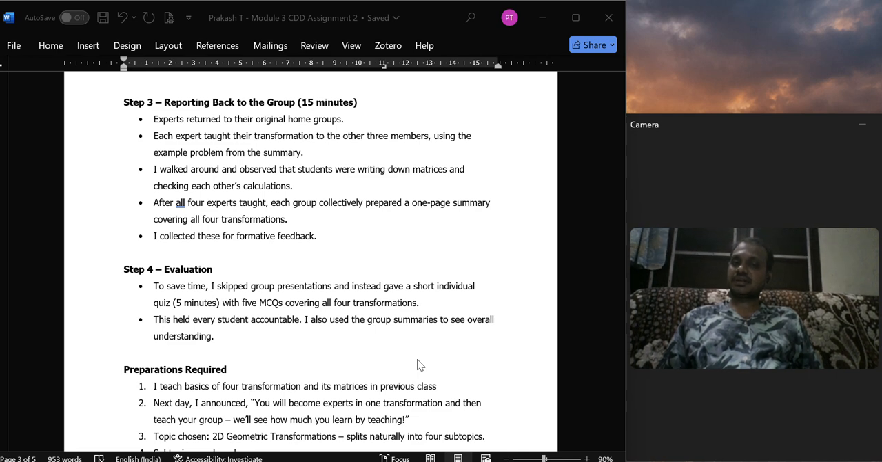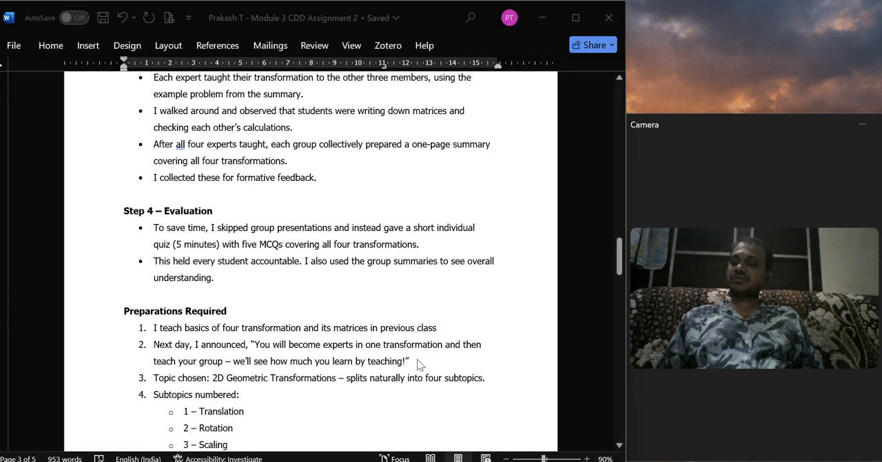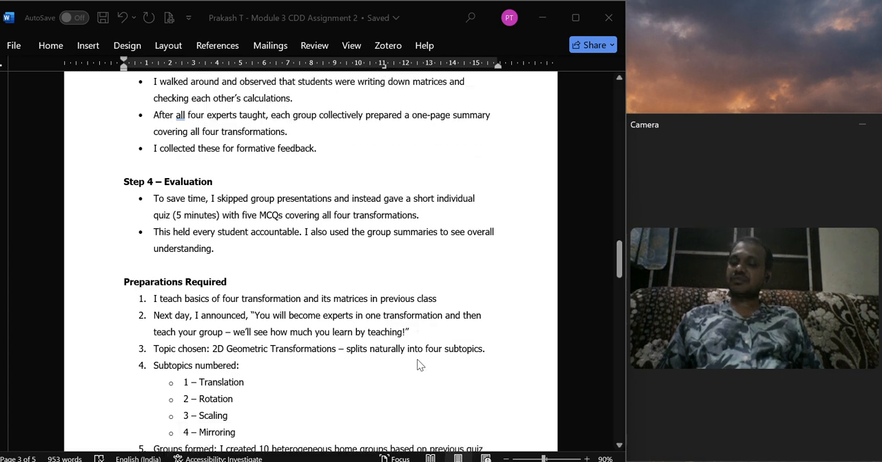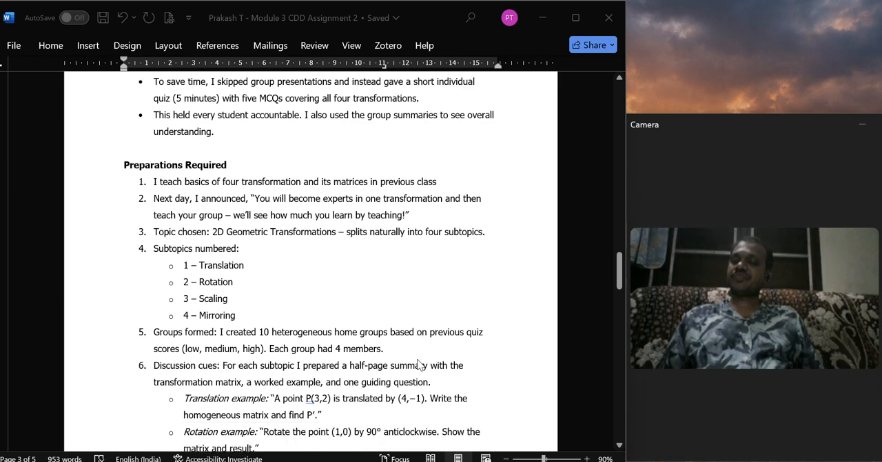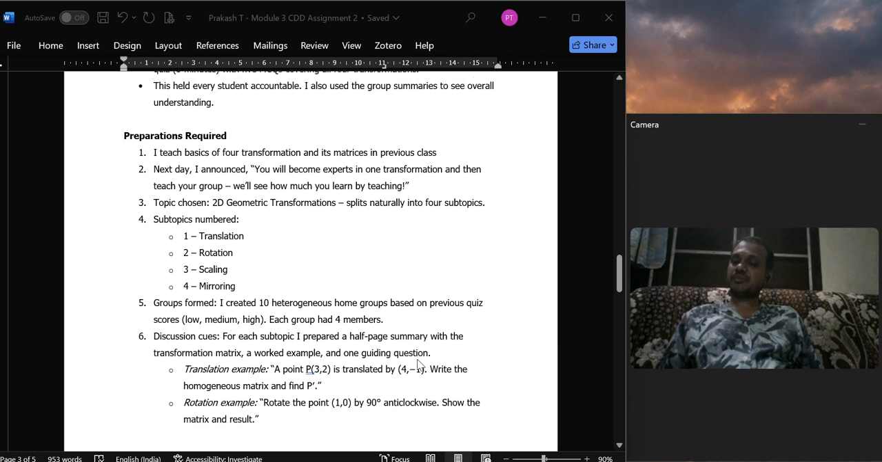Before implementing that, I needed to prepare. In the previous class itself, I taught the basics of the four transformations. The next day, once I entered the classroom, I announced that you will become expert in one transformation and then teach it to the other groups. We will see how much you learn by teaching. The chosen topic is geometrical transformation, which has four subtopics. I created 10 heterogeneous groups with four members.